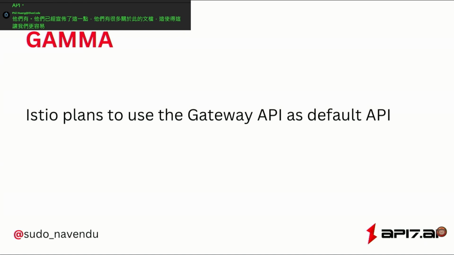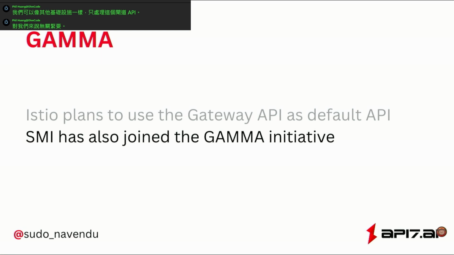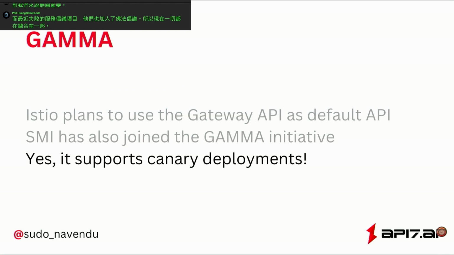We can just work on this Gateway API, and the rest of the infrastructure doesn't matter to us. And the Service Mesh Interface project, which recently failed, also joined the Gamma initiative. So now everything is coming together. And the Gateway API for Service Mesh also supports canary deployments. So people will keep saying that.